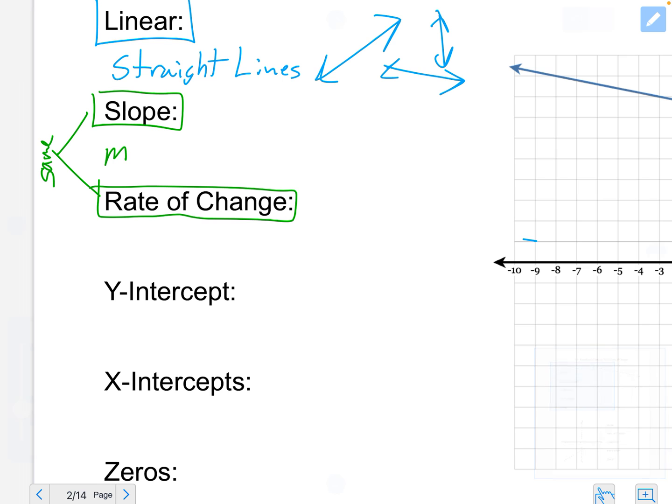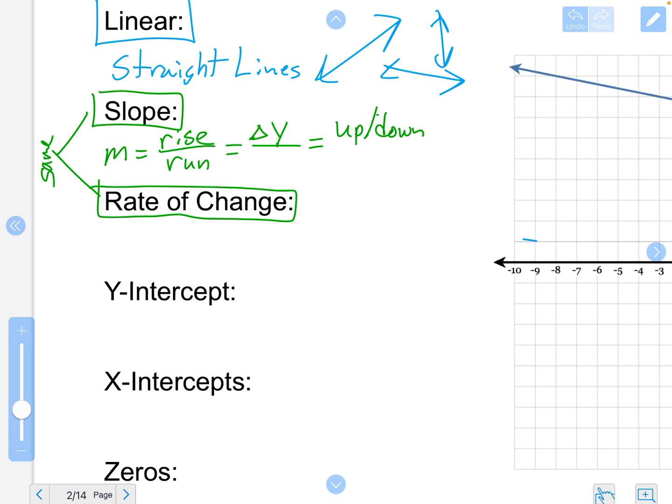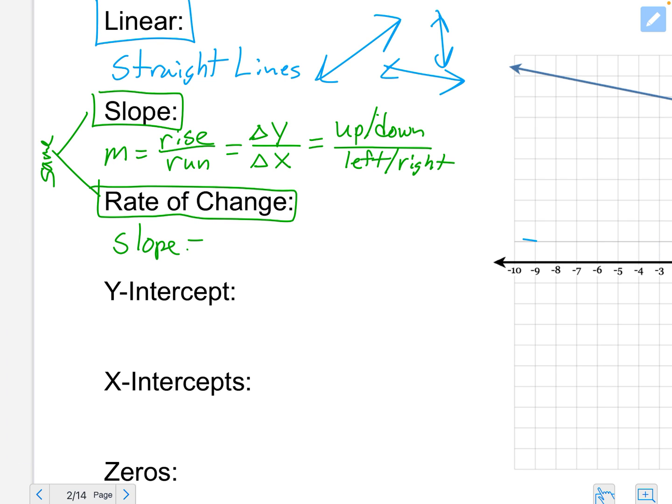So slope, we use the letter M to represent slope. Slope is the rise over run of the line. Rise simply means the change in the y value, which is the up and down of the line. Run means the change in x, or the left and right change of the line. And again, rate of change is just slope, which is the letter M, which equals rise over run, which again is the change in y over the change in x.